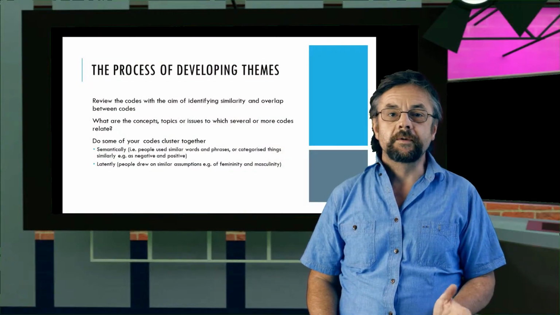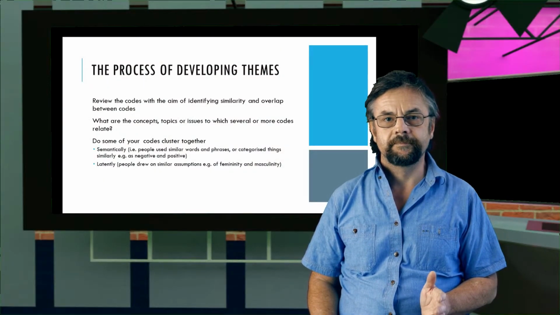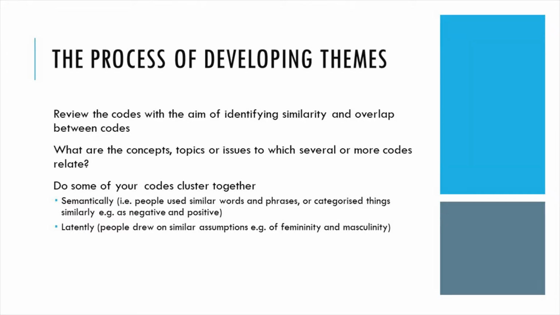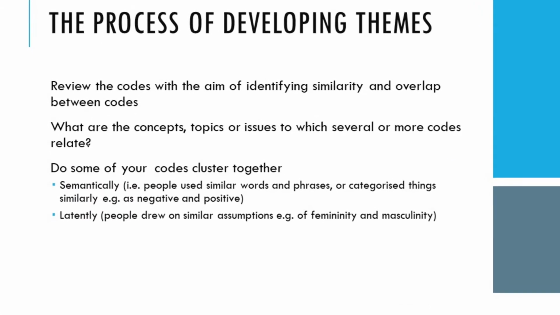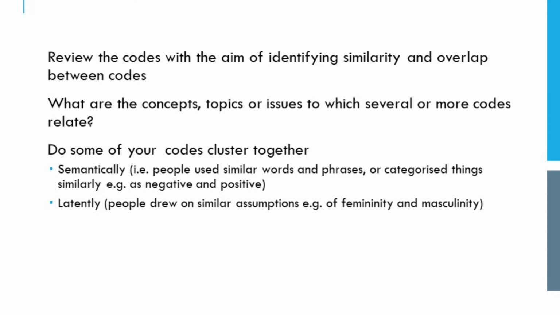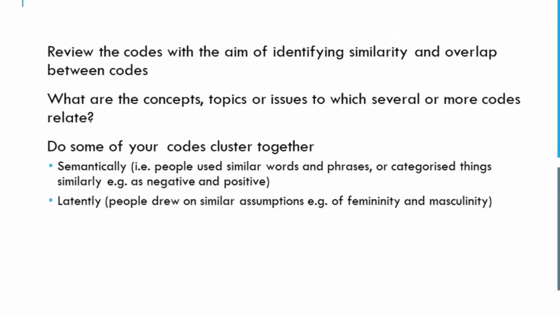So we have a process we go through when developing our themes. One, what we're looking for is similarity or overlap between our codes. So we ask ourselves, what are the topics or issues which several or more codes relate to?